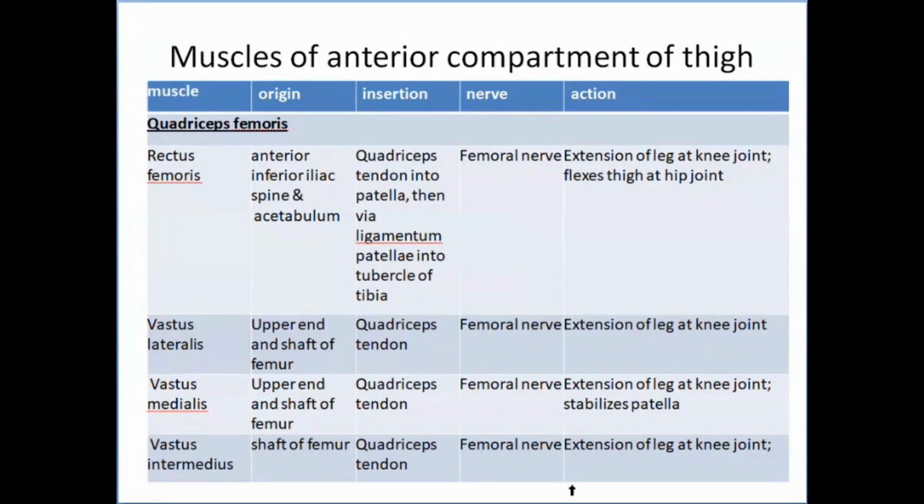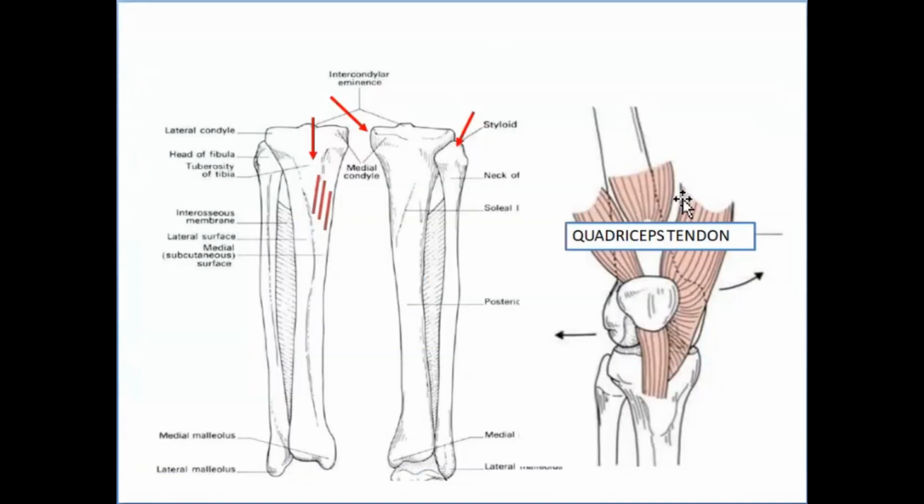Now, nerve supply is common, femoral nerve, and all these muscles will do the extension of the leg at knee joint. Okay, just because these muscles are coming from the femur, they will act on the knee joint, and what they will do is extension of the knee joint, except the rectus femoris has additional action because it is coming from the ilium bone, which will do flexion of the thigh at hip joint.